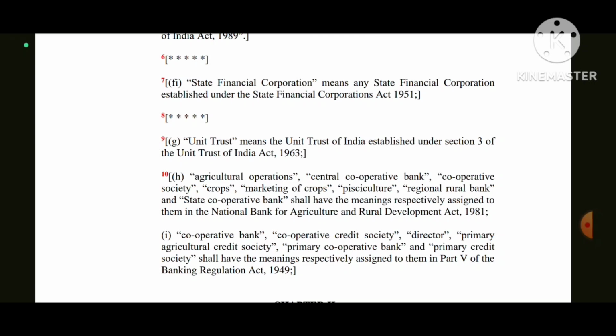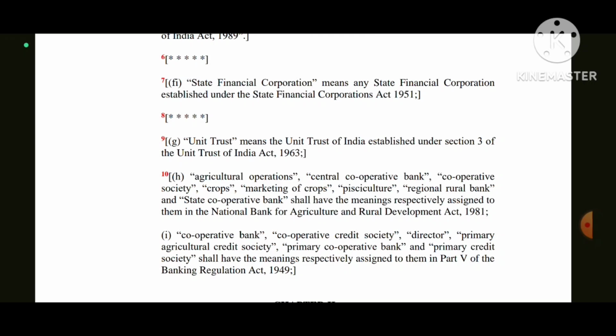Next clause is H. Agricultural Operations, Central Cooperative Bank, Cooperative Society, Crops, Marketing of Crops, Pisciculture, Regional Rural Bank and State Cooperative Bank shall have the meanings respectively assigned to them in the National Bank for Agriculture and Rural Development Act 1981, the NABARD Act 1981. In this act, whatever definition is given to these terms, it will be the same definition.